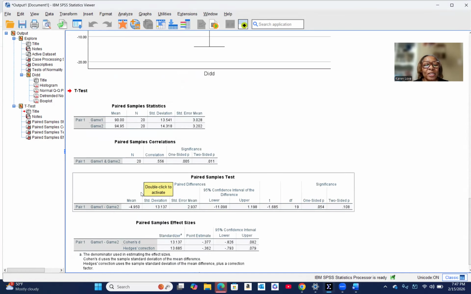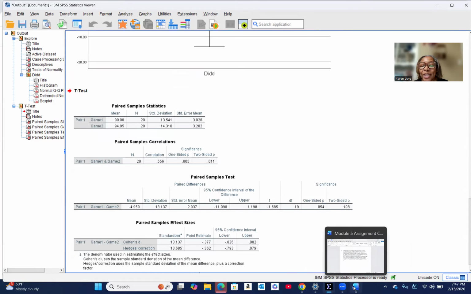When we go down to the paired samples t-test, we again see the mean of negative 4.950, standard deviation of 13.13. We go over to our t-value, which is a negative 1.685, with our degrees of freedom at 19, and our two-sided p-value at 0.108. When we look at that significance of 0.108, we know that it is greater than 0.05. So therefore, we fail to reject the hypothesis. There is no significant difference in the mean scores.